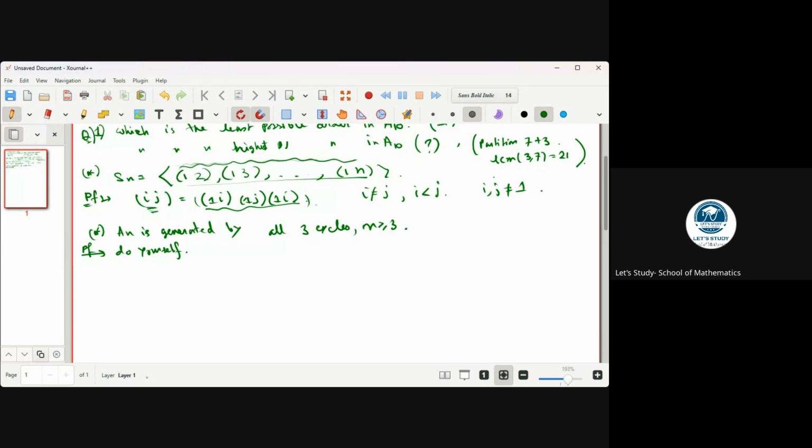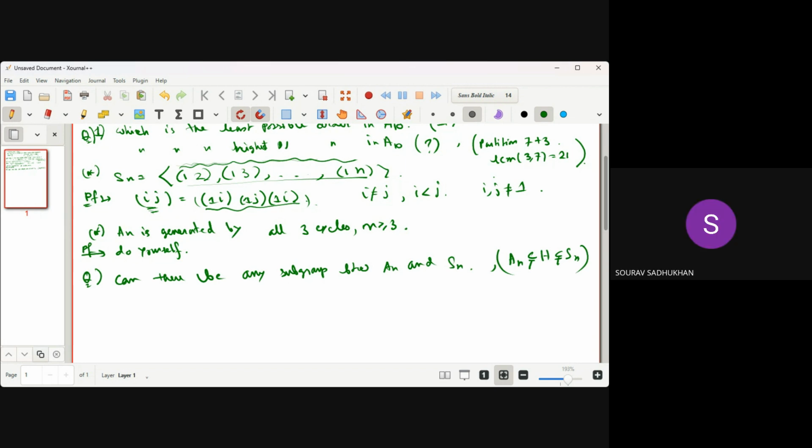So it is an important thing to observe that if a subgroup of S_n contains all 3-cycles, then it is either A_n or S_n. Can there be any subgroup between A_n and S_n? Proper subgroup. That means just write like this: A_n properly contained in H, properly contained in S_n. Can there exist? No. Why?